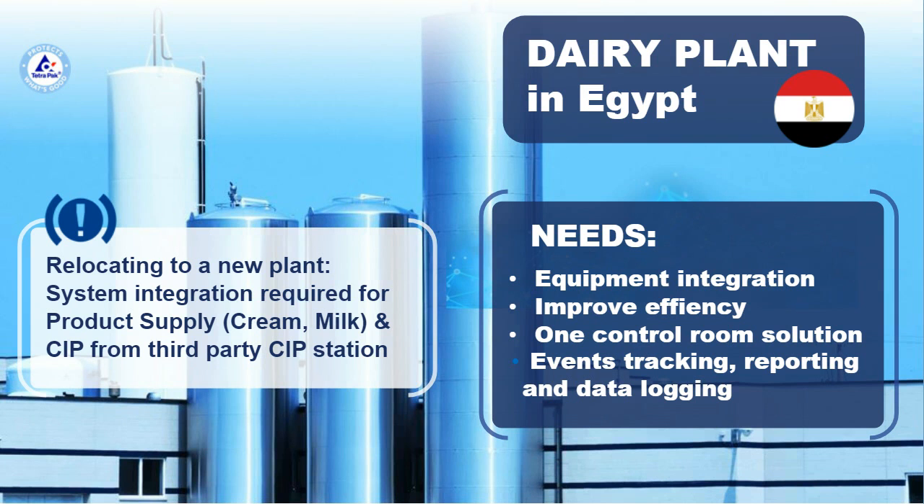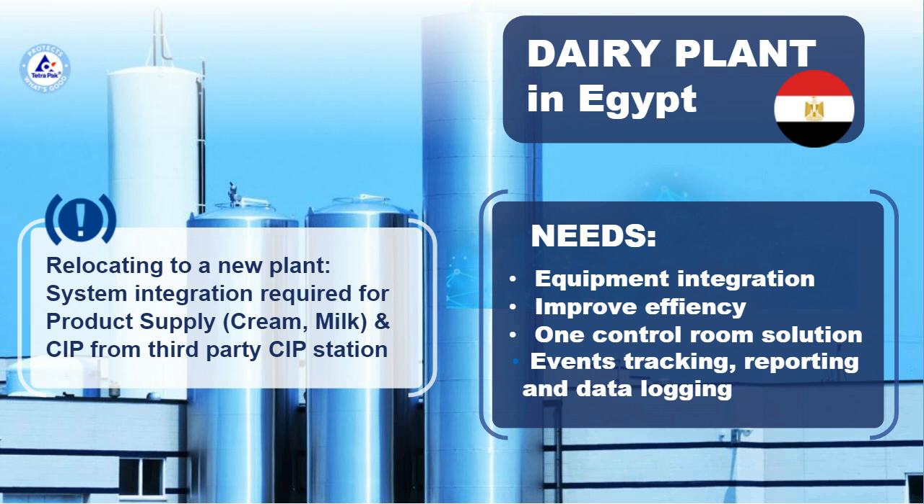This case is from Egypt. One of our customers decided to shut down an old plant, and they relocated all the equipment to a new location. So what were the needs? That equipment was not integrated. It was different types of equipment. They wanted to improve the efficiency, and they wanted to control the entire plant from one place, from one room. It's called a one room solution, control room solution, right? And of course, there was a lack of information. There was no event tracking, no reporting, and no data logging.